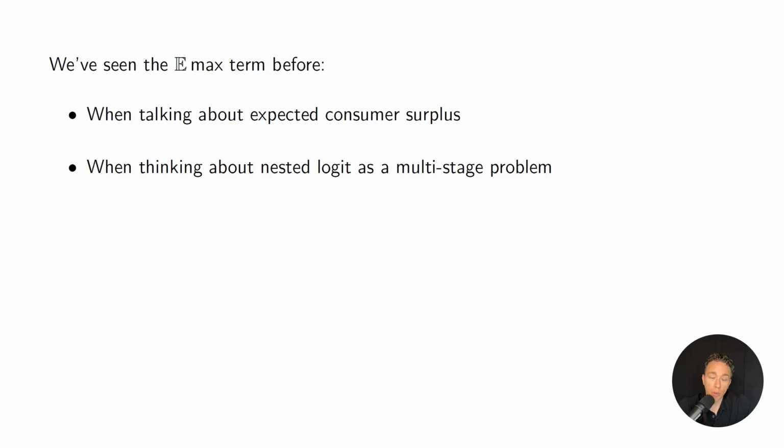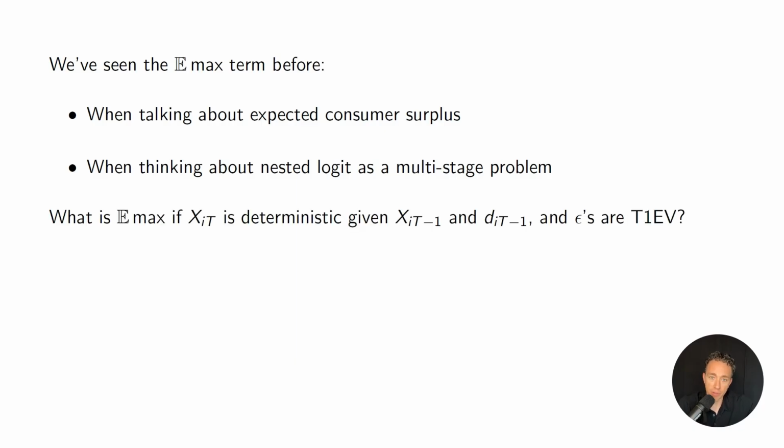So let's talk a little bit about this Emax term. We've talked about this before in a couple of previous videos. First, when we talked about an expected consumer surplus from the basic static logit mini-series. And then we also talked about it when we were thinking about nested logit as a multi-stage problem, and it came up as part of this inclusive value formulation. So the question that I have for you, the viewer, is what does this Emax formula look like if x is deterministic, given the prior x and the prior decision, and if the epsilons are type 1 extreme value? So go ahead and pause the video if you want to have a quiz. And once you've decided on the answer, you can check it right now.